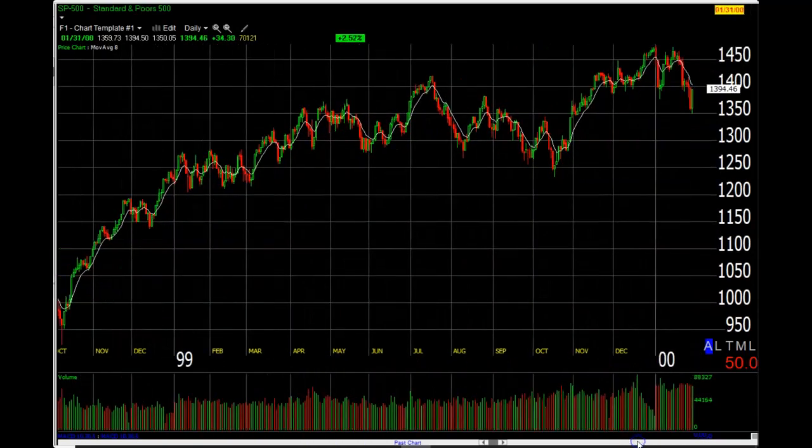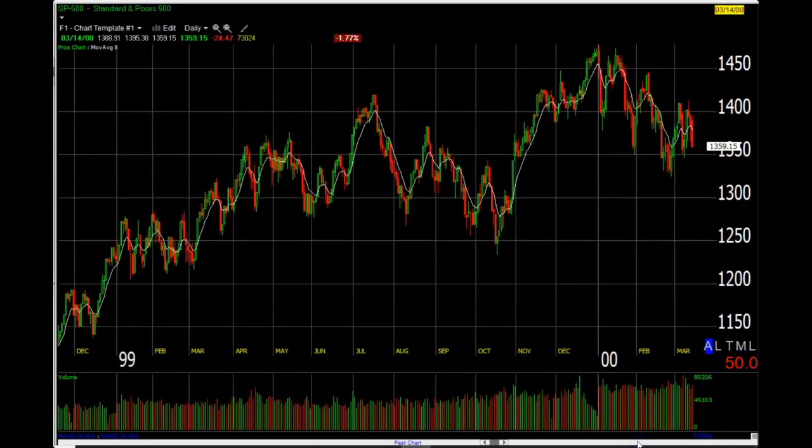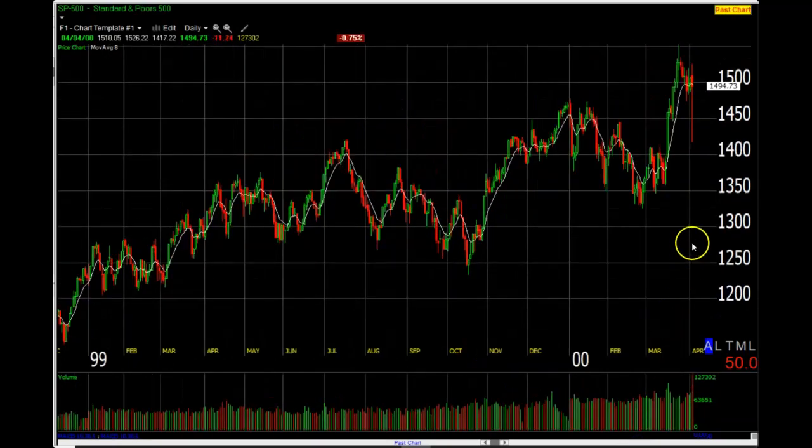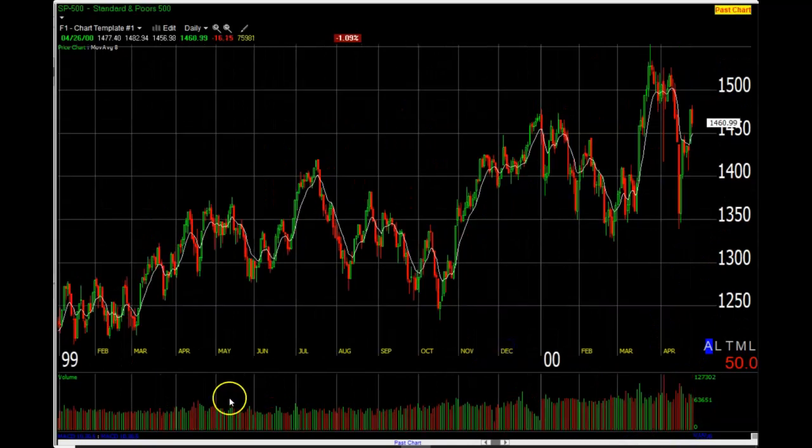See if I can get the whole thing on this chart. Just about. Actually, this is April. Let me go one more time. But you can see right here was the first increase, and then the last one was in June of 2000.